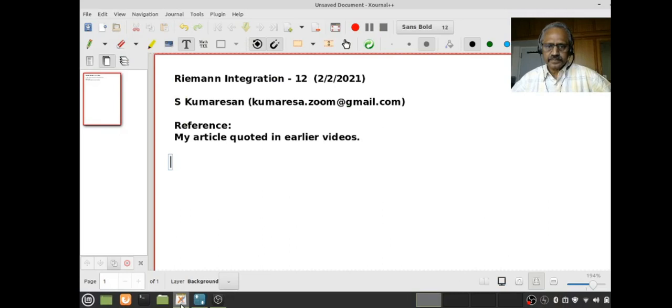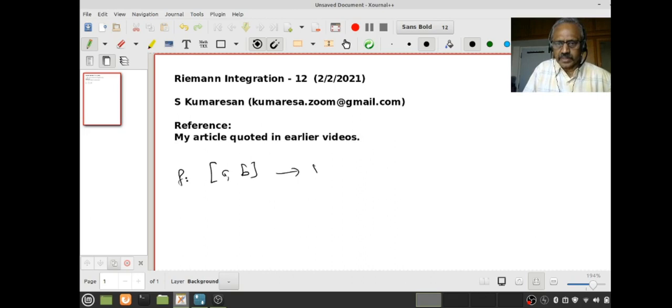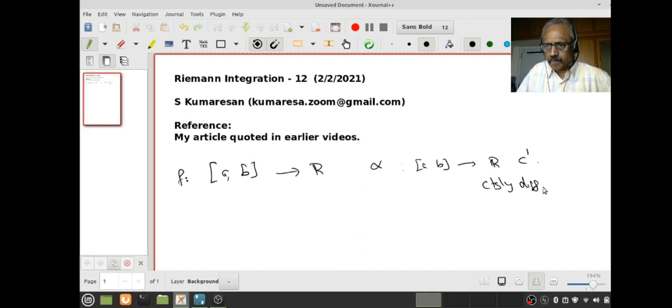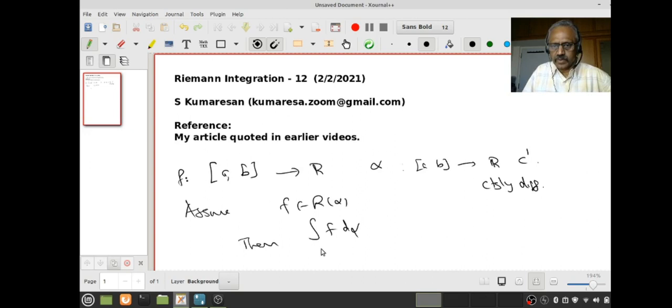So earlier, what we proved was the following result. Let A be a closed and bounded interval, f a function on it, and let alpha be any bounded function which is C1, that is, continuously differentiable. Naturally, it is going to be bounded. And what did we assume? We assumed f belongs to R of alpha, that means f is alpha integrable. Then the integral of f d alpha over a to b is the same as the ordinary Riemann integral of f alpha dash from a to b, because alpha dash is continuous and f is integrable, and the product of integrable functions is integrable. We already know that.